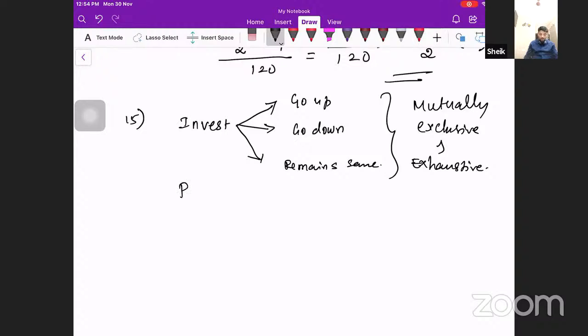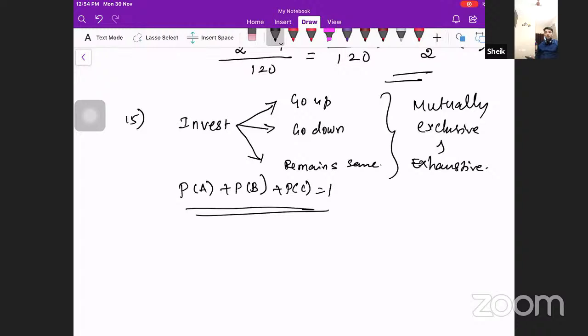What is the condition for mutually exclusive as well as exhaustive? It is nothing but P of A plus P of B plus P of C is equal to 1. This is what mutually exclusive as well as exhaustive means. P of A plus P of B plus P of C is equal to 1. Okay. Now listen here, my dear.